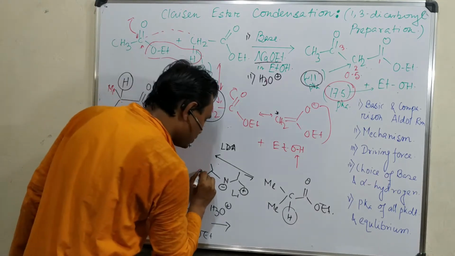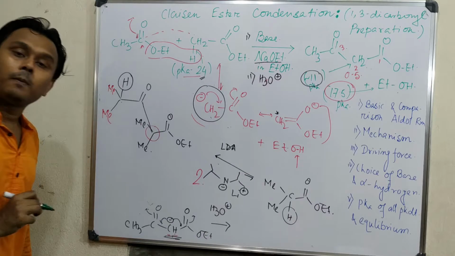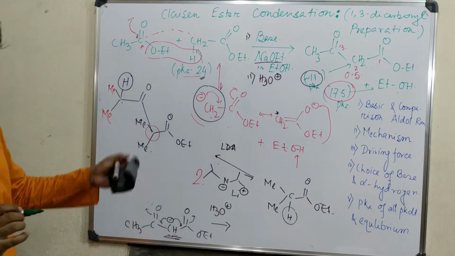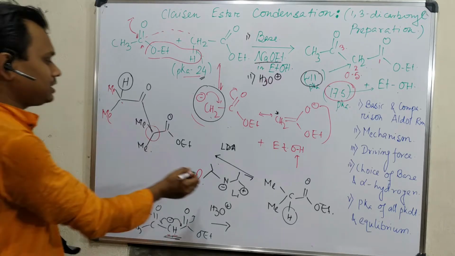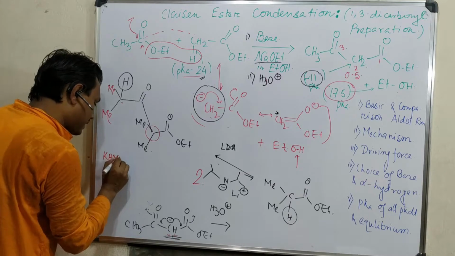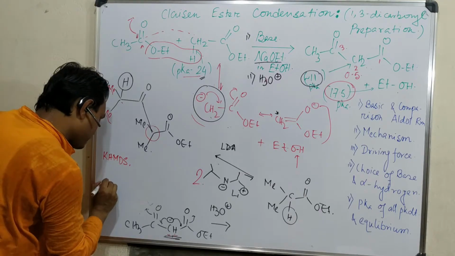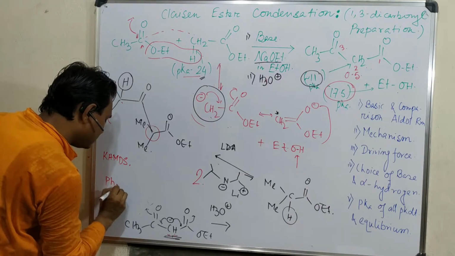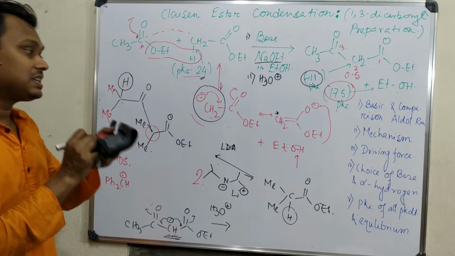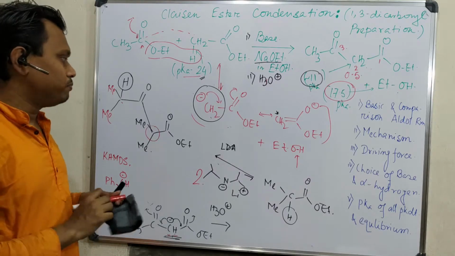So here also we need two equivalents of base. So I guess you have understood the choice of base. Similarly, stronger bases like KHMDS, or diphenyl carbonyl, such type of base. And according to this, there is a criterion for the base.